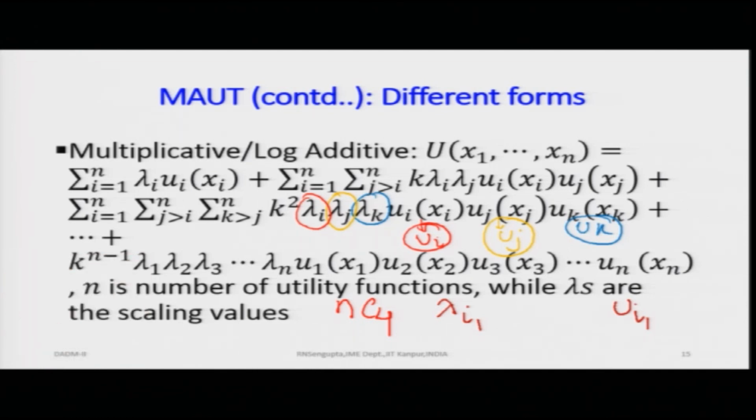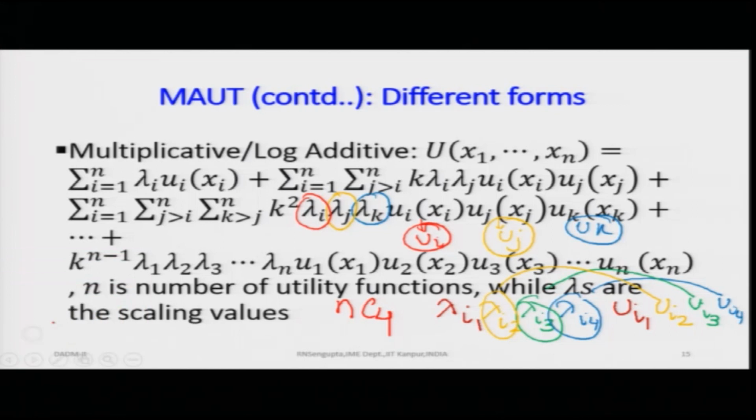When I use the second color, lambda I2, UI2, then green lambda I3, UI3, so lambda I4, UI4. So, these combinations go along, this combination goes along, this combination goes along. Go along means the weightage scaling factors which I am giving, and this combination goes along. So, I basically multiply them and have that value.